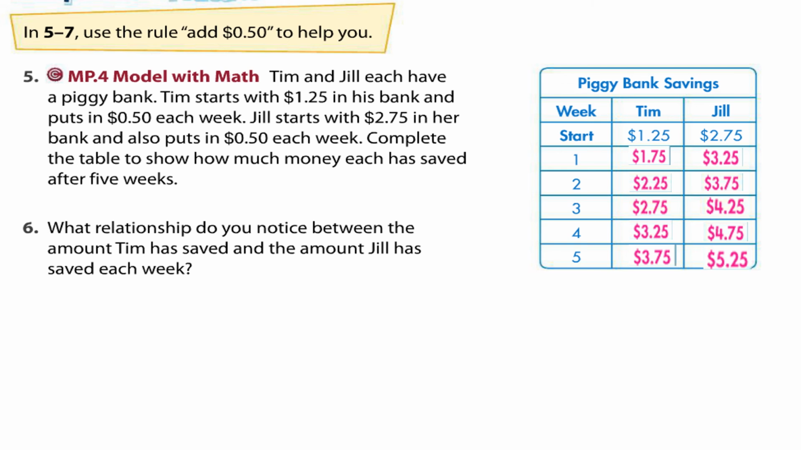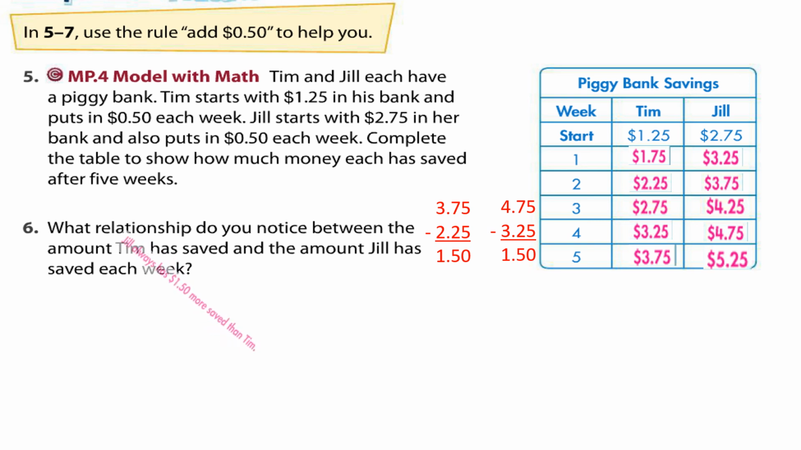Question 6, he said, what relationship do you notice between the amount Tim has saved and the amount Jill has saved each week? As I said to you, just get the difference between both of them in the same week. For example, 3.75 minus 2.25 for the second week. For the second week, Jill has saved 3.75 and Tim has saved 2.25. If you subtract them, what will I get? I'll get exactly 1.50. For another week, for example, for the fourth week, Jill has saved $4.75. Tim has saved $3.25. If you subtract them also, you will get $1.50.